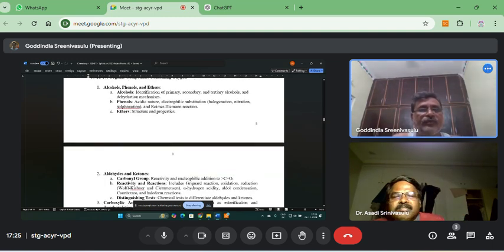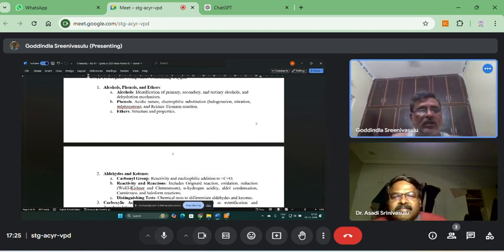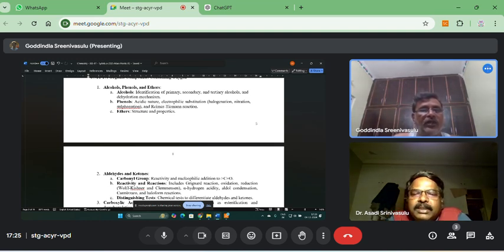Alcohols have the OH group. They may be primary, secondary, or tertiary alcohols, and the dehydration mechanism takes place. Phenols are acidic in nature. Electrophilic substitutions like halogenation, nitration, sulfonation, and Reimer-Tiemann reaction. Ethers, structure and properties. These are some topics that are there in the first chapter.